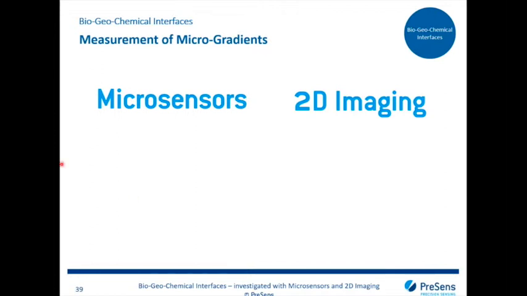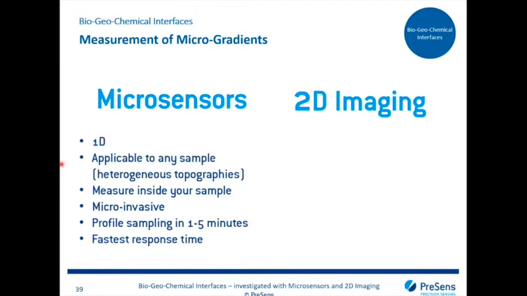Quick summary about the two techniques we just showed. On the one hand, the microsensors: we can sum up that microsensors measure in one dimension, so you can profile inside your sample. It can be any type of sample, and as we saw on the river biofilm formation, you can also use it to monitor very heterogeneous topographies. You're only micro-invasive, or sometimes even non-invasive, on a very, very small scale.